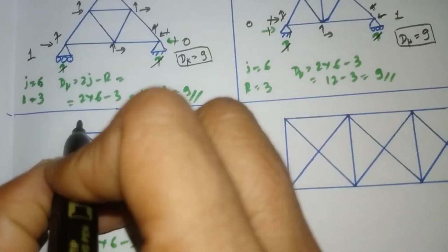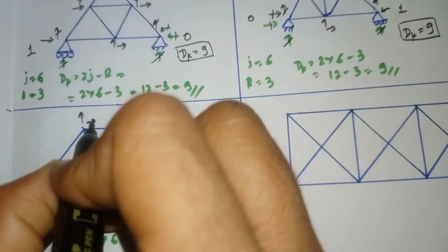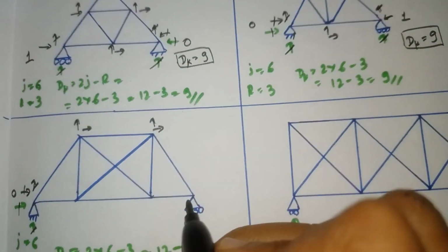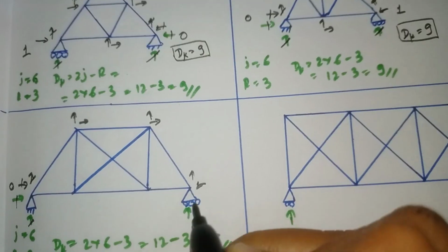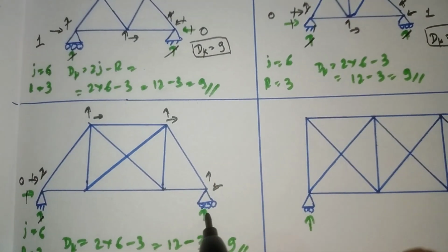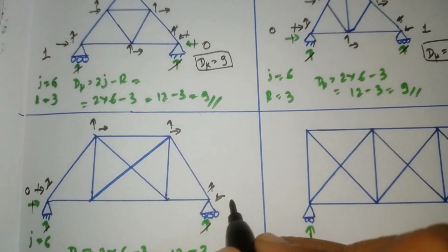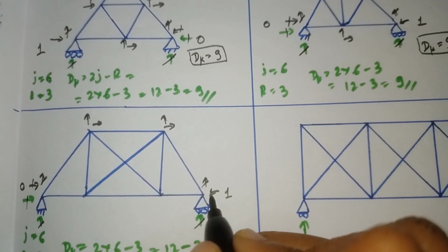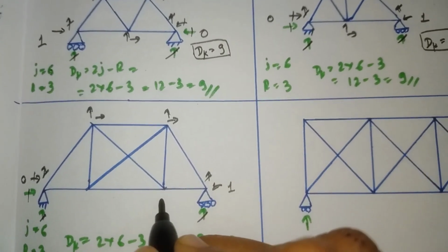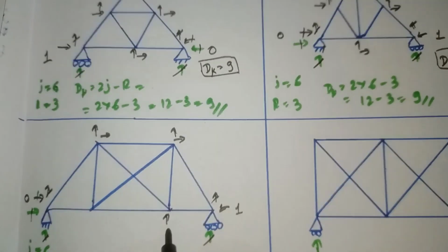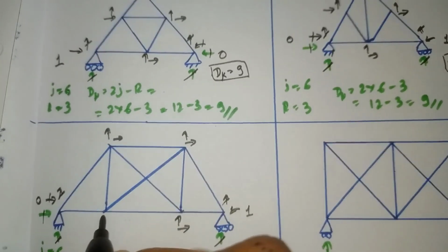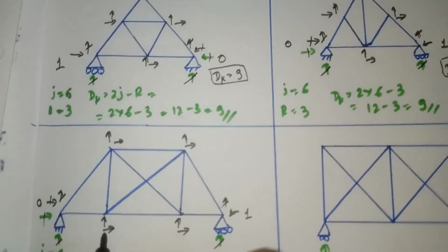So this joint has two deformations, one horizontal and one vertical. So here also horizontal, vertical. Here also horizontal, vertical. But at the roller support, vertical reaction is there. Here vertical deformation is there. Both will get cancelled with each other. Only horizontal deformation is there. So the degree of freedom at this support is 1. And at this joint again 2, horizontal and vertical deformation. At this joint also, horizontal and vertical.